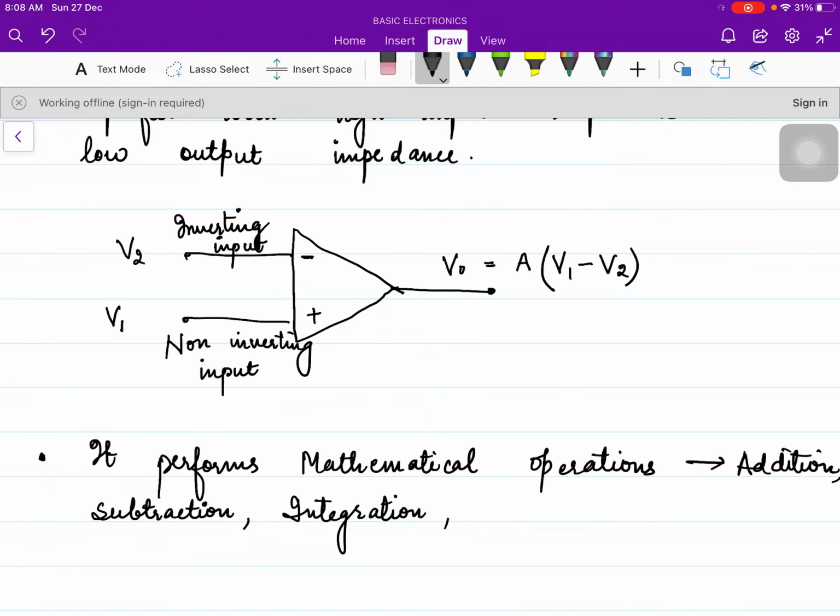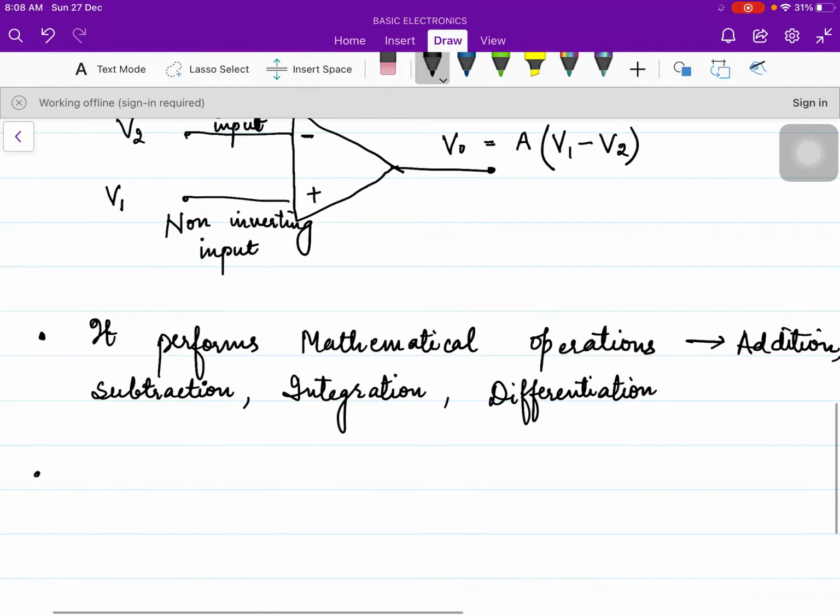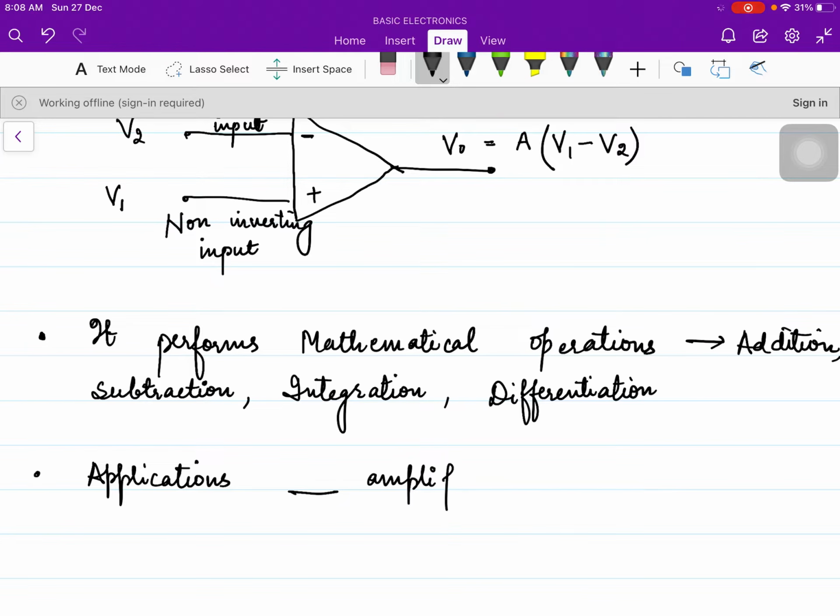Now moving on to the applications of op amp. Let you all guess what must be the applications of op amp. First, amplification. Very simple, can be judged very easily. Amplification is the first application of op amp. Then oscillators is another application, filter circuits, etc. So these are the applications of op amp.